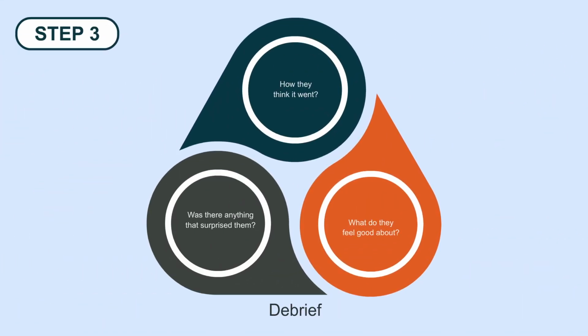Step 3. Schedule a post-observation debriefing as soon after the observation as feasible so you can discuss and reflect. Observers begin by asking the instructor how they think it went. What did they feel good about? Was there anything that surprised them? Observers can then share their observations and offer follow-up questions to gather more context and create a space for reflection.